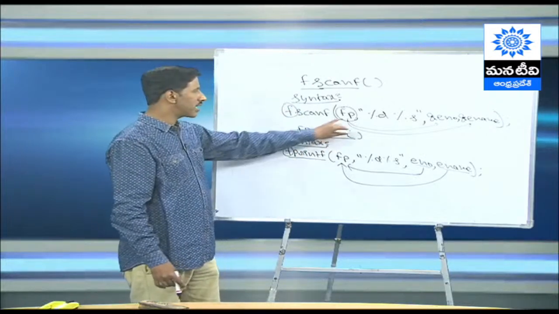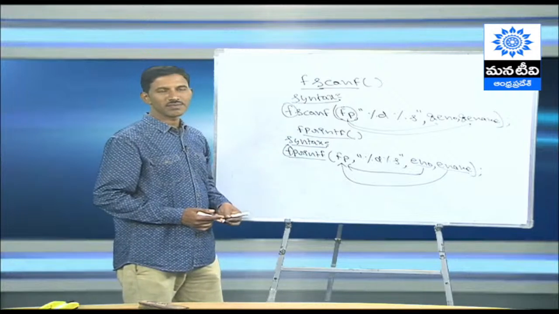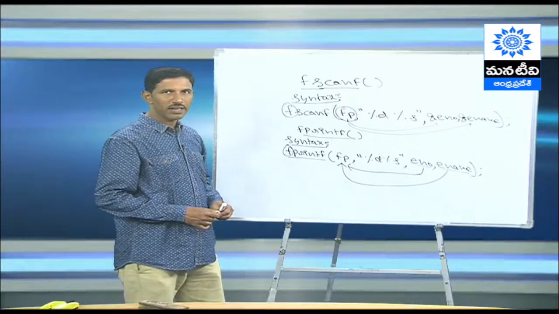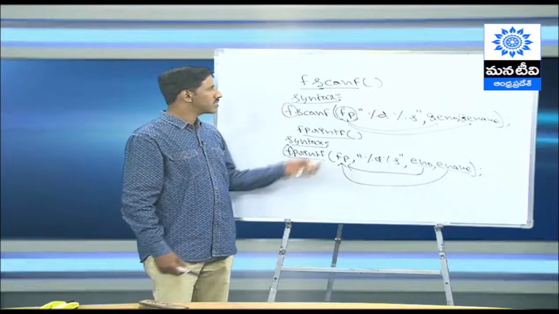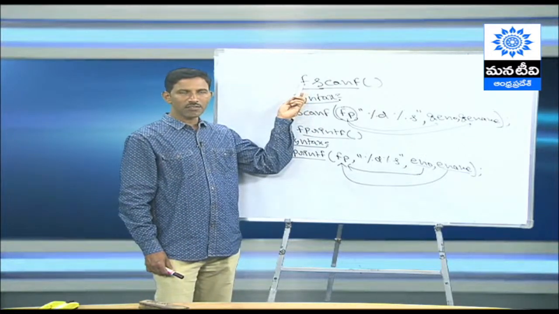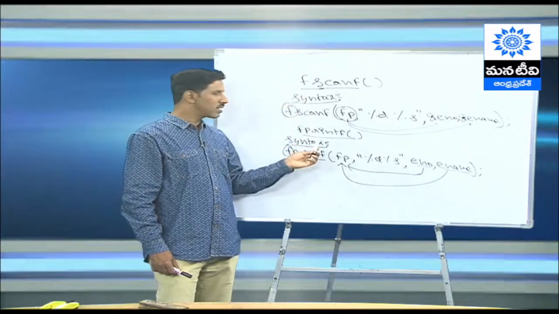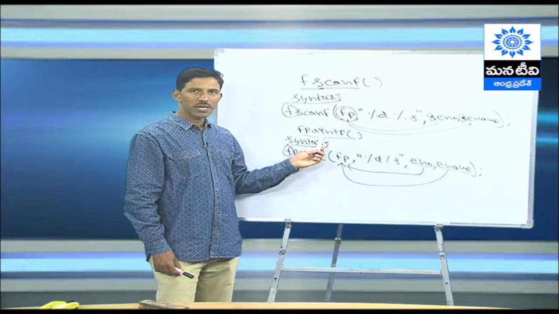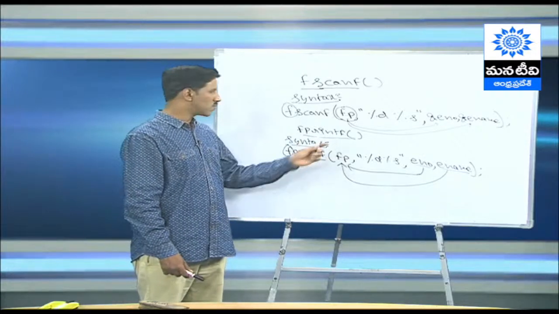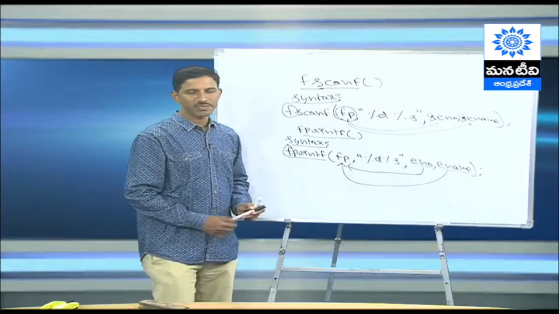Now here f indicates file, a file pointer is added. Now these are the syntaxes of fscanf and fprintf. What is the job of fscanf? To read the variable data from the files. What is the job of fprintf? To print the variable data into the files. This is for writing, and that is for reading.